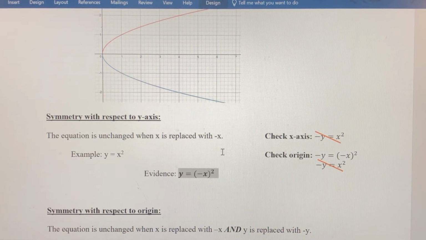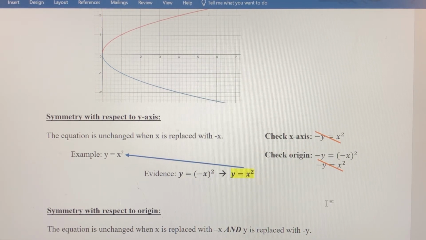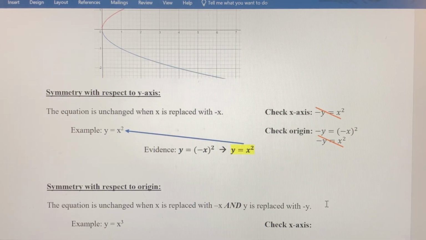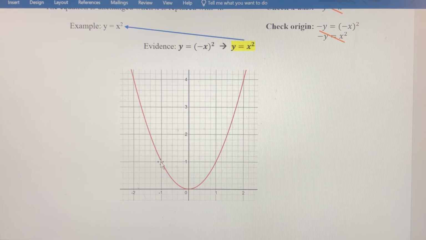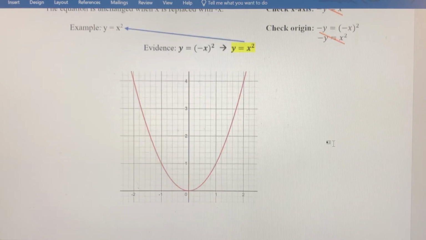So here's the evidence that there is y-axis symmetry. We replace x with negative x, simplify, and notice that we end up with the same equation we started with. So this equation has y-axis symmetry. Here's the graphical representation. The y-axis is my axis of symmetry. If there's a point on the right side of the y-axis, there has to be a mirror image point equidistant from the y-axis on the other side. Where y is 2, I've got an x value here, and the opposite x value here. So that's y-axis symmetry.